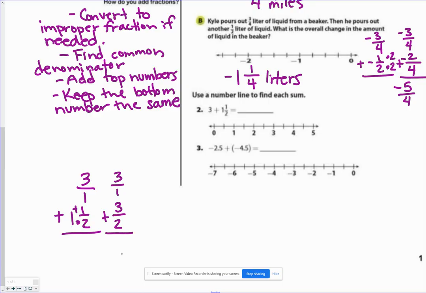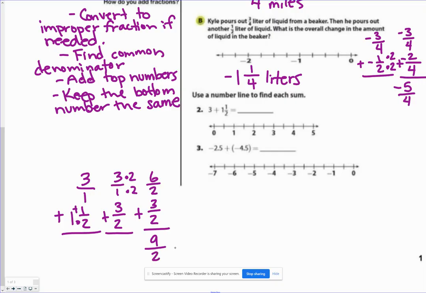Can we add yet? Hopefully you said no. Why? Because they don't have a common denominator, so we need to have a common denominator. Well, can the smaller one, which is a 1, go into 2? Absolutely. How? What do we have to multiply by? 2. So now I have 6 over 2 plus 3 over 2. And what do I get? Well, I have to add the top numbers. 6 plus 3 is 9. And keep the bottom number, which is 2.